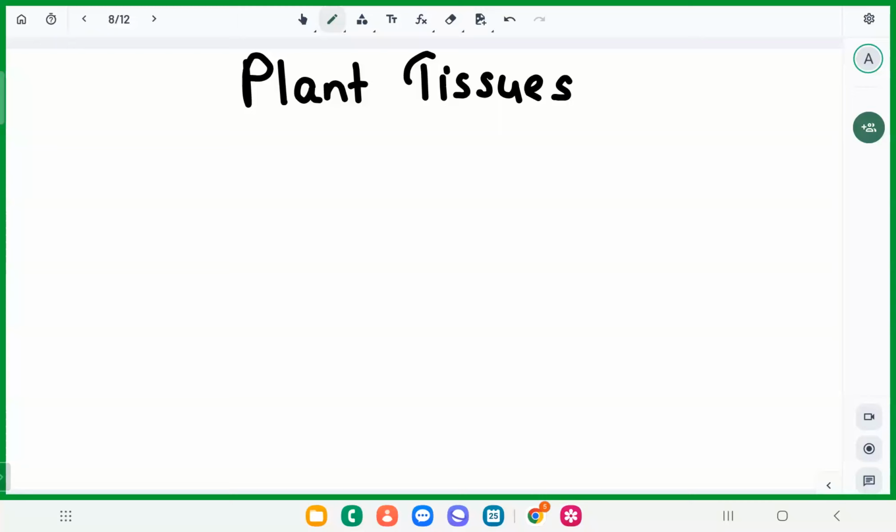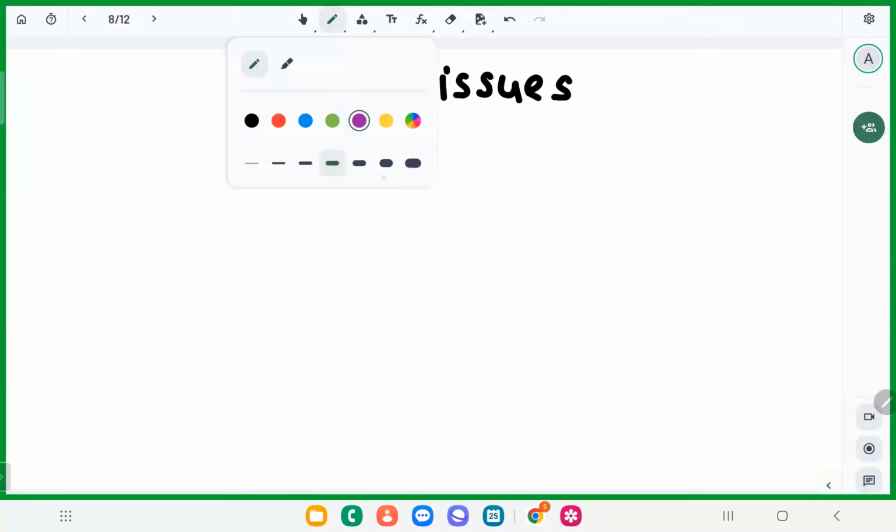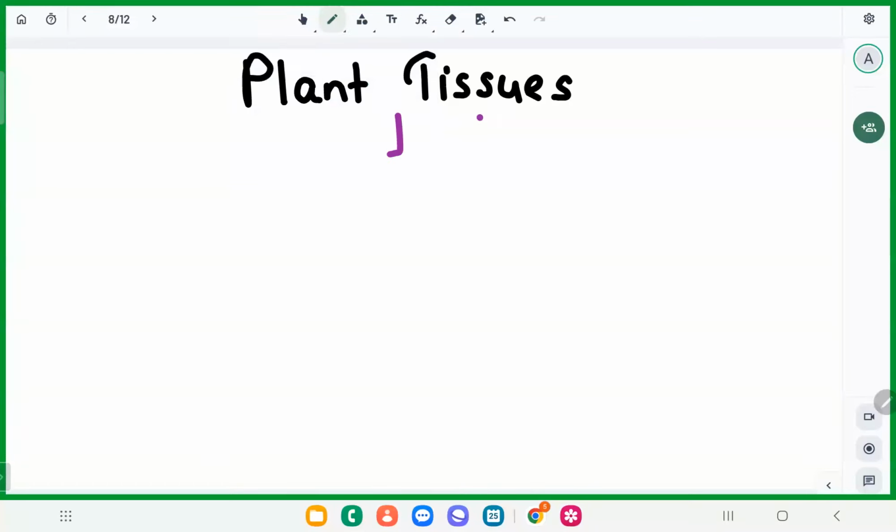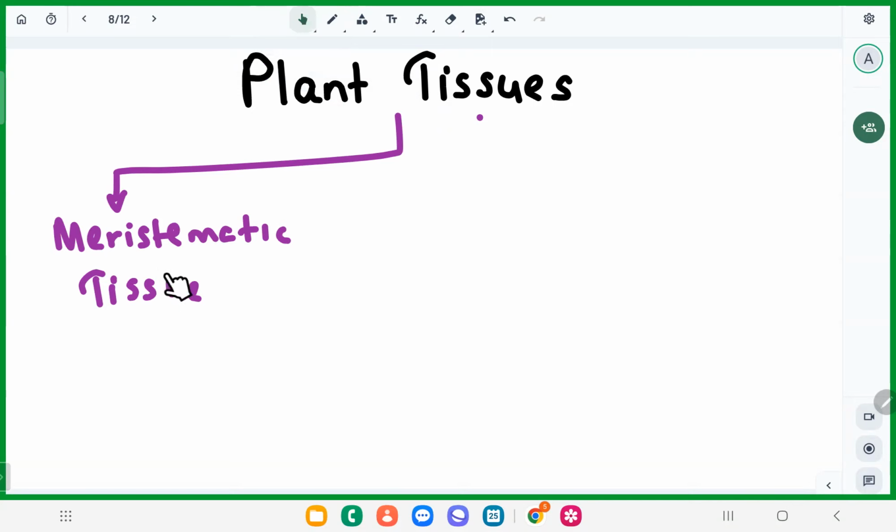Everyone, in this video we're going to be discussing plant tissues. In a previous video we've learned about the meristematic tissues. The meristematic tissues are the tissues that are undergoing constant cell division and contributing towards the growth of the plant. We learned that there are three types of meristematic tissues: the apical meristem, the lateral meristem and the intercalary meristem.